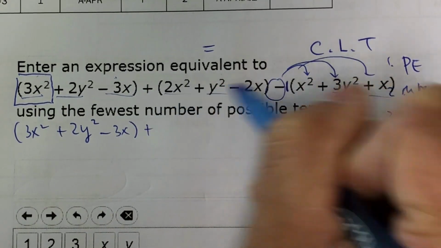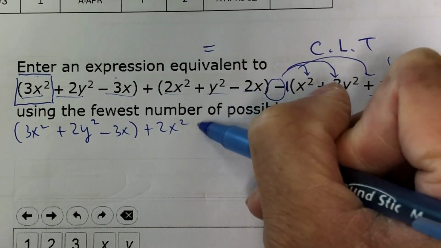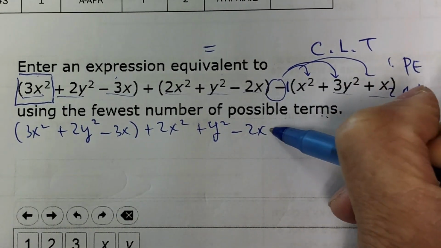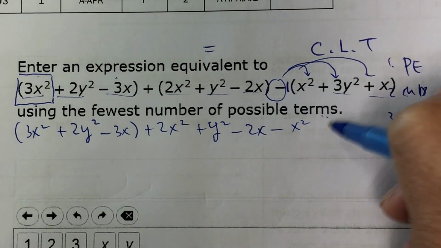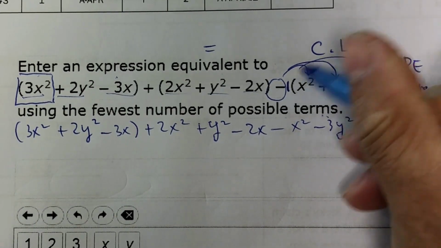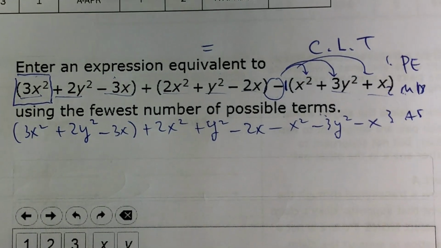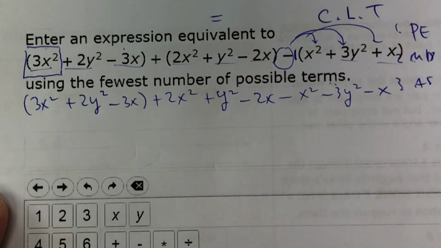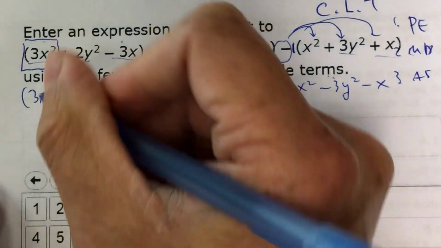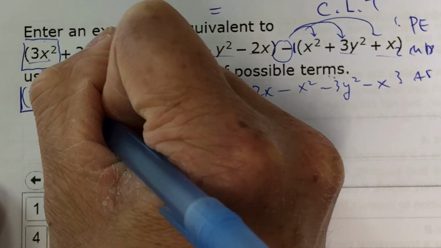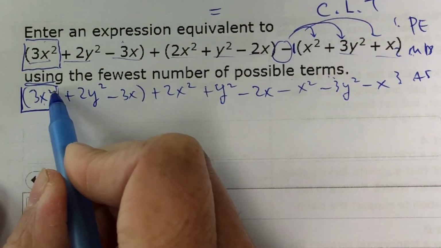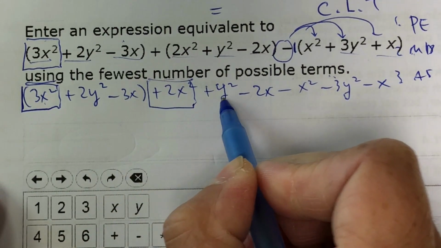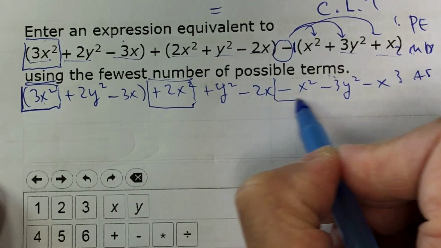Well, we don't really need this. 2x squared plus y squared minus 2x minus x squared minus 3y squared minus x. And I don't need that parentheses there. So now I'm going to look for the ones that are like terms. I'm going to put a box here around those that have anything with an x squared in it. So here's another x squared. This one has y squared. No, no, yes.